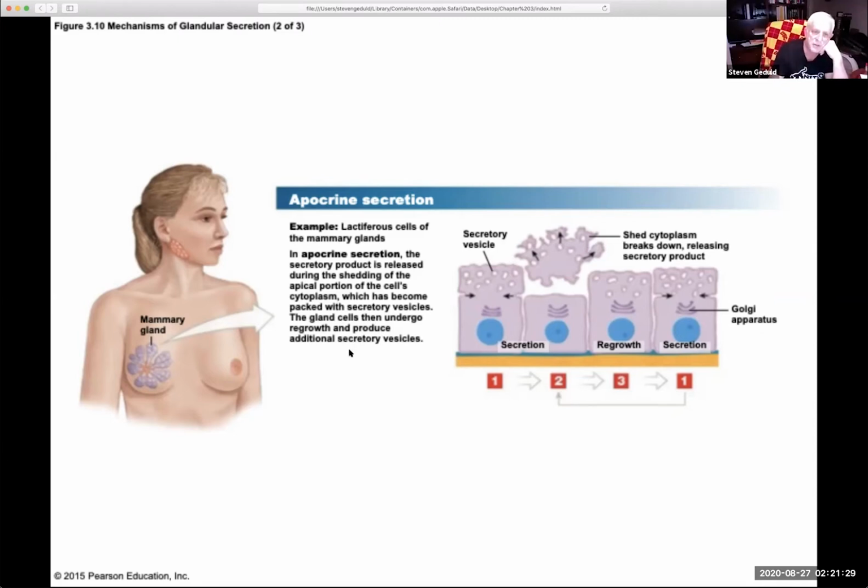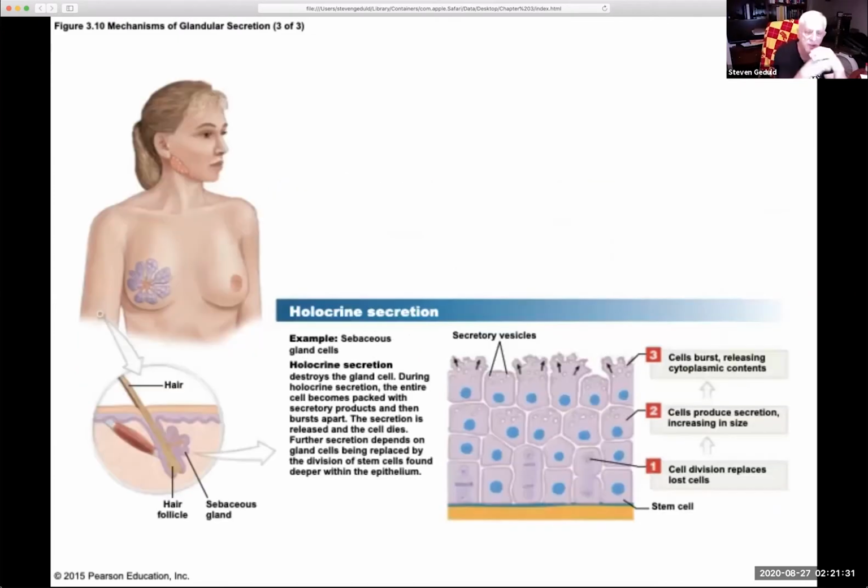Okay, that's apocrine secretion. Holocrine secretion, the entire cell blows up. The entire cell destroys itself and all these little vesicles here get released. Okay, so the whole cell blows up. So merocrine, apocrine, and holocrine secretion are the three different types.